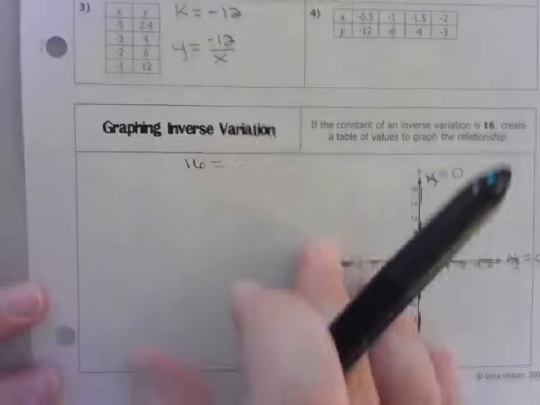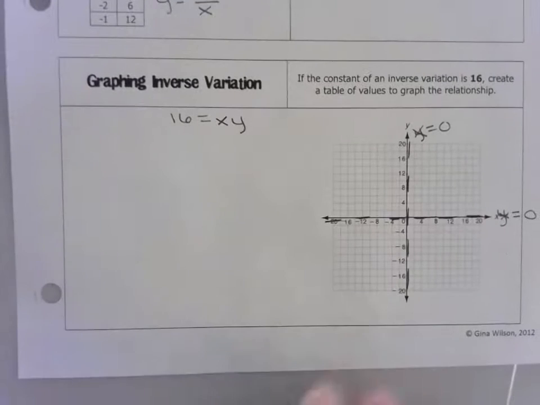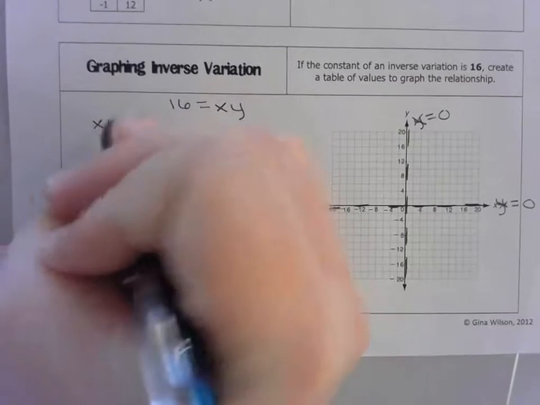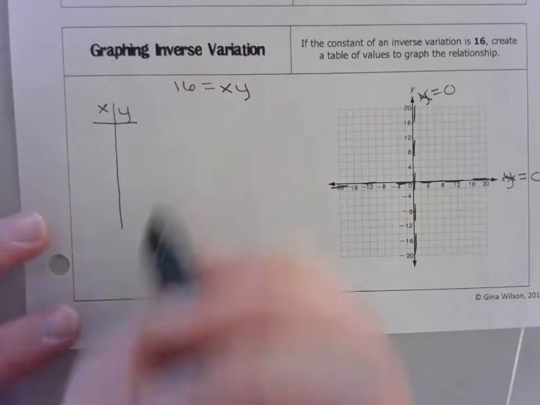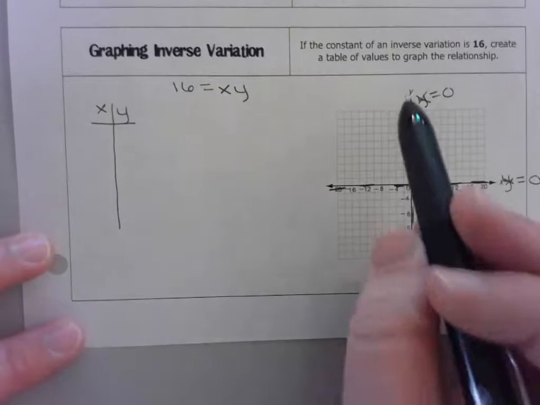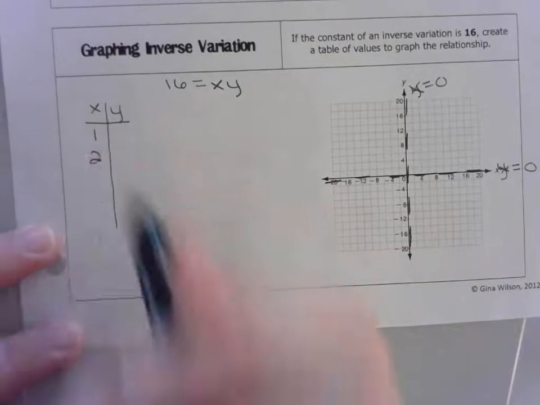If they tell you your constant is 16, that tells me that 16 is equal to X times Y. So as you make a table, all of your X and Y values should multiply to give you positive 16. That's what inverse means: your X times your Y gives you 16. As I make a t-chart, we're going to have two separate t-charts, one to deal with the negatives and one to deal with the positives. I'm not going to start with 0, because I cannot have a 0 value for X because of the asymptote. So I'm going to start with 1, 2.